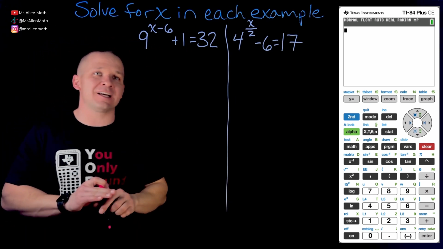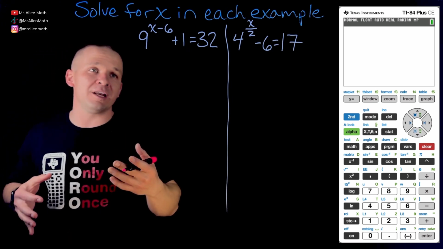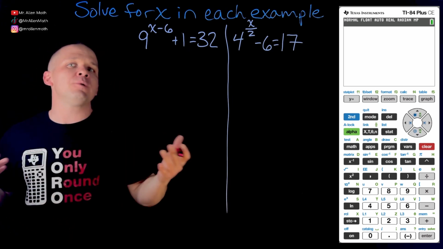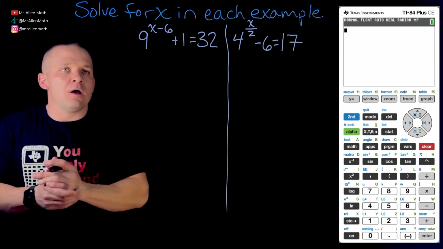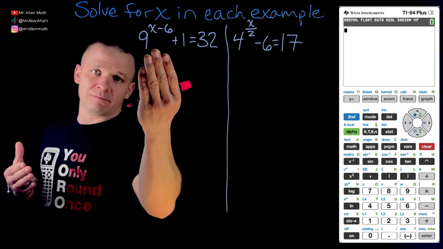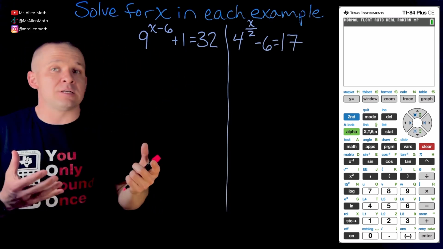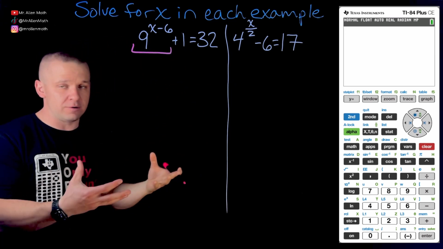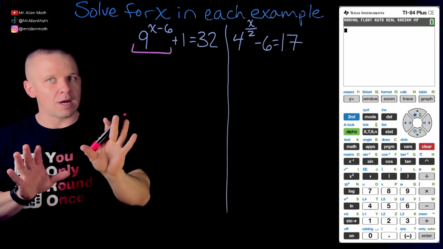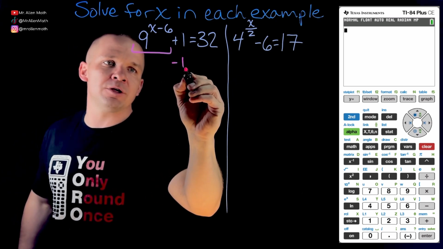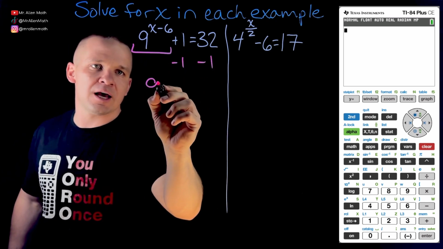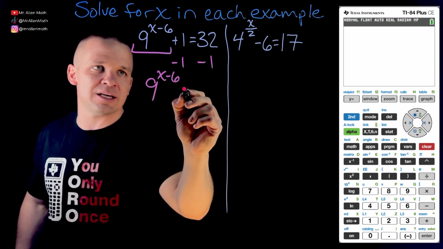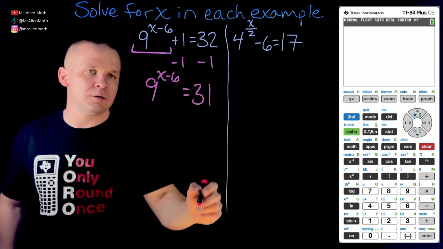I have 9 to the x minus 6 plus 1 equals 32. So how do we go about solving something like this? Well, I obviously want to get to x. And the x is up in my exponent, so I need to isolate the base to the exponent first, and then we'll get up there. So first thing I'm going to do is subtract 1 on both sides. And I have 9 to the x minus 6 equals 31.